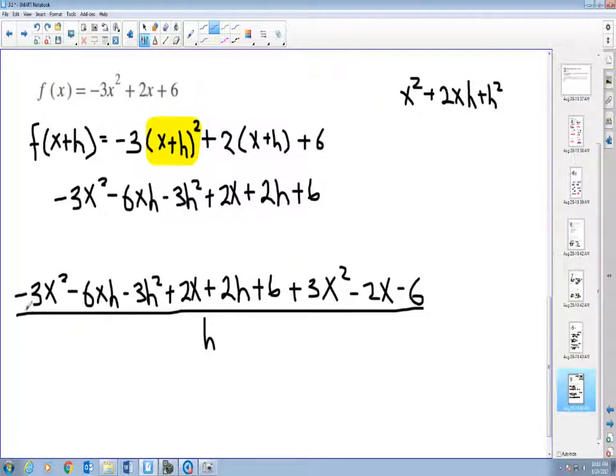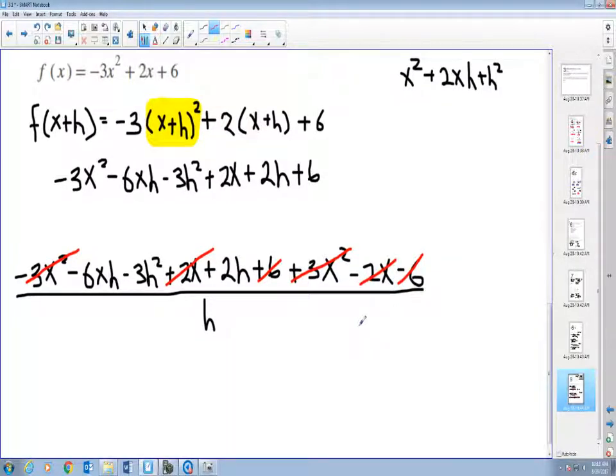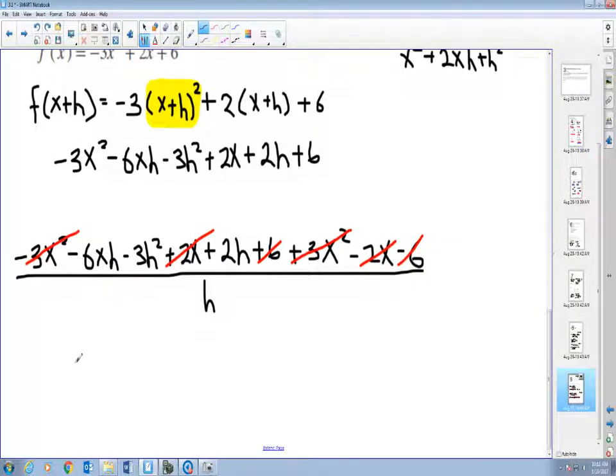Alright, combine like terms. Negative 3x squared, positive 3x squared cancels out. Positive 6, negative 6 cancels out. Positive 2x, negative 2x cancels out. So what I've got left on the top is negative 3h squared. I'm going to go ahead and put this h squared term up front. Minus 6xh plus 2h. Whole thing over h.